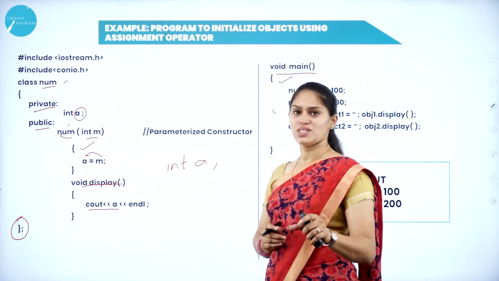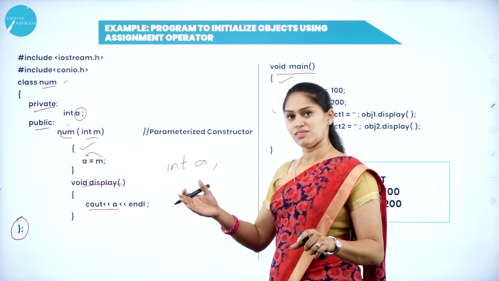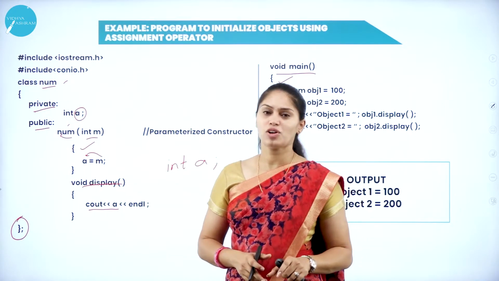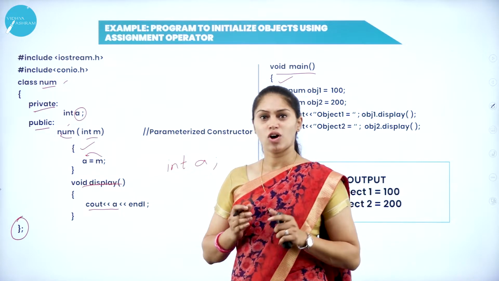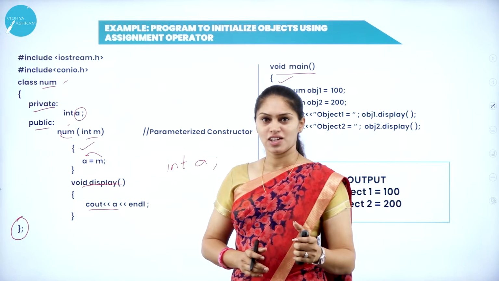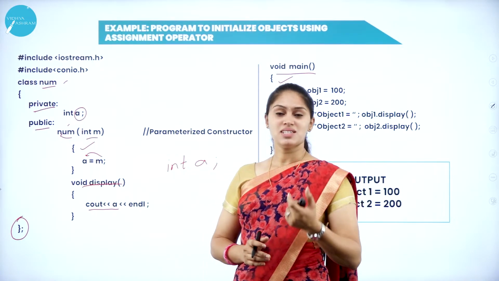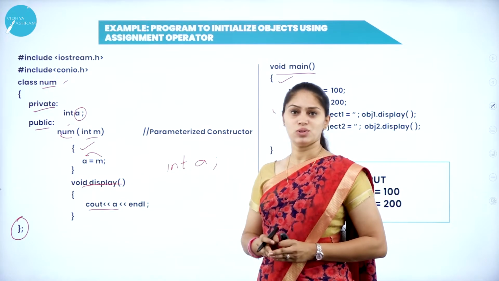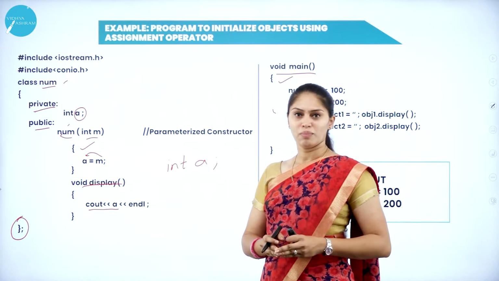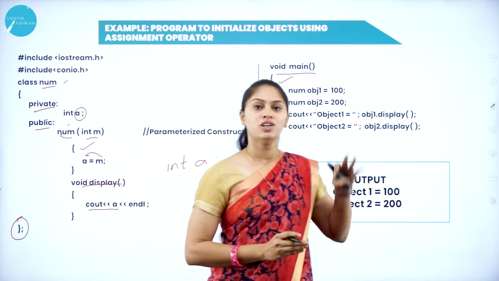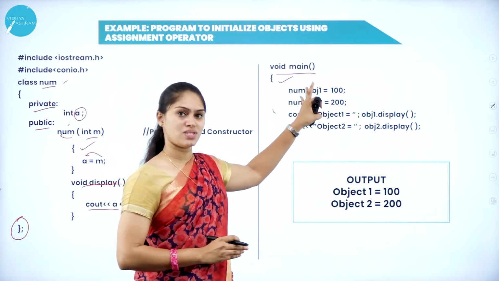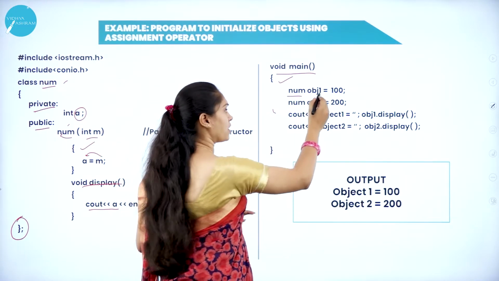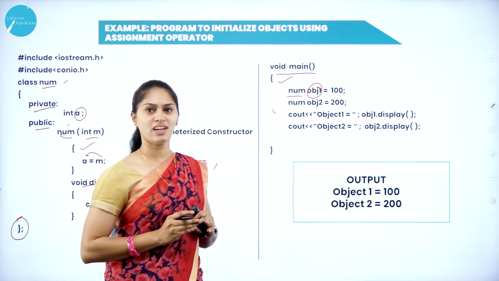When I'm declaring an object, by default the constructor will be called. But with the help of this assignment operator, how can I initialize an object at the time of its declaration? I must specify the class name as well as the object name along with is equal to, that is the assignment operator, and send some value to that object. We'll see now. Here I have a class num. After that, I'm creating one object, that is obj1.